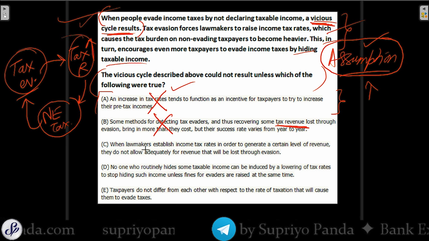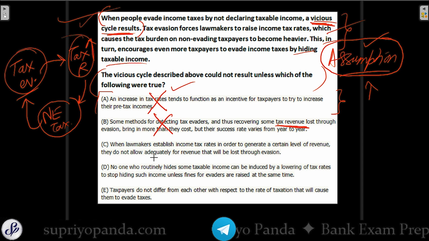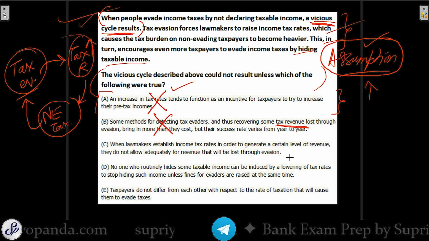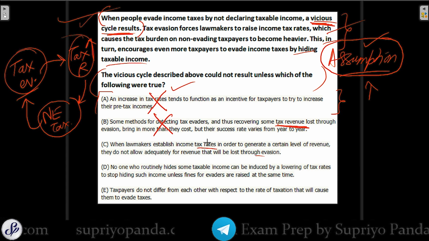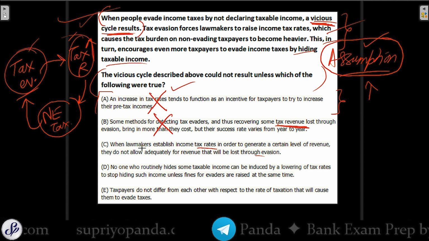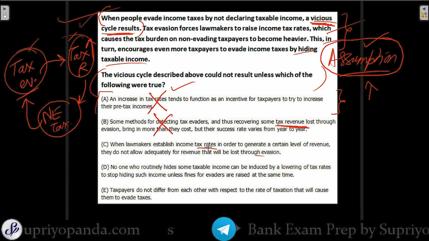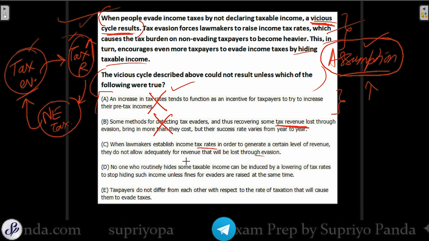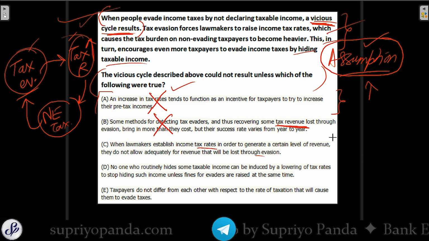Okay, see, when lawmakers established income rates in order to generate a certain level of revenue, they do not allow adequately for revenue that will be lost through evasion. Okay, this is quite interesting, because now we are actually dealing with the tax rates as well, and also the tax evasions. See, both of these things were actually required for us in our argument. So what they are saying is that they do not adequately allow for revenue that will be lost through evasion. So whenever they are setting their tax rates, they actually do not check whether the revenue will be adequately enough to get the extra revenue which will be lost through the evasion.